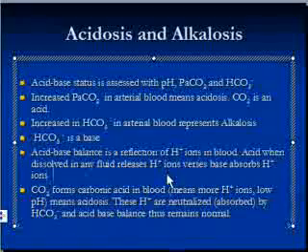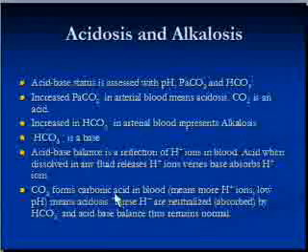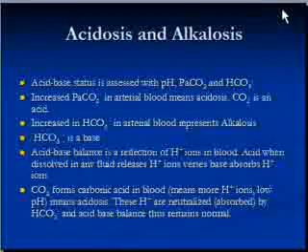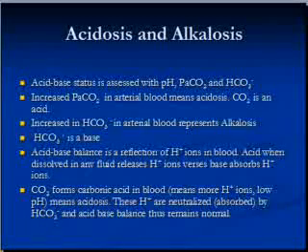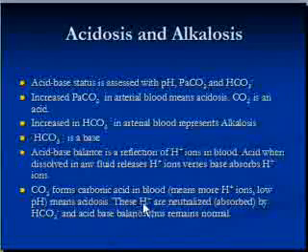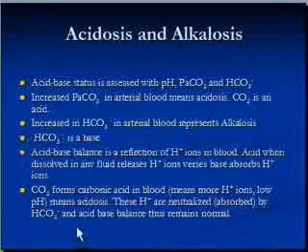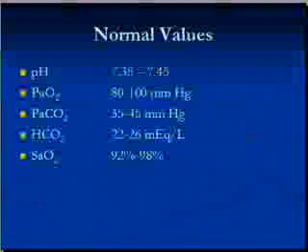Acid-base balance is a reflection of hydrogen ions in blood. Acid, when dissolved in any fluid, releases hydrogen ions, whereas base absorbs hydrogen ions. Carbon dioxide forms carbonic acid in blood, which means more hydrogen ions, which means low pH, means acidosis. These hydrogen ions are neutralized or absorbed by bicarbonate, and the acid-base balance thus remains normal.